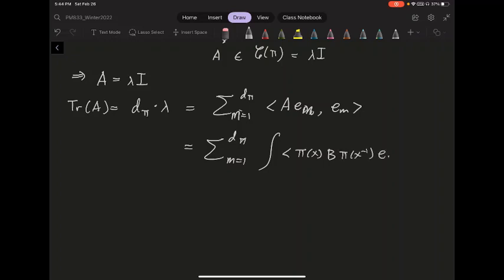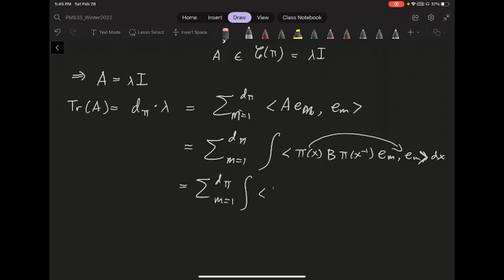And then you have the En inner product with En dx, okay? So now you can do the following trick. Let's move the pi x to the other side. So I still have the summation, I'm going from 1 to d pi.